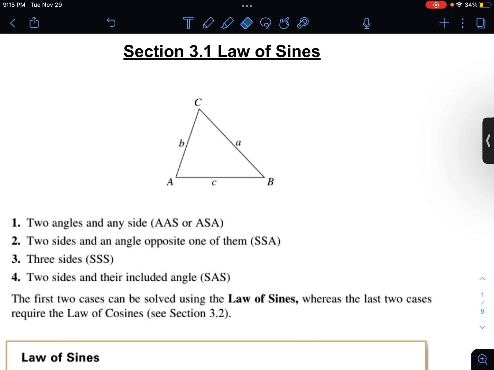And today, in this video, we're going to focus mainly, and only, on bullet points 1 and 3. So we're going to have two angles and any side, and then we're going to look at side, side, side.